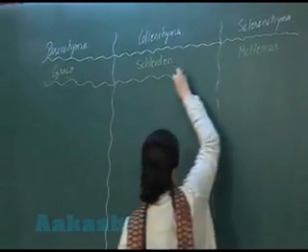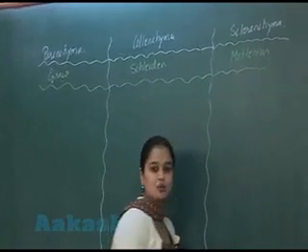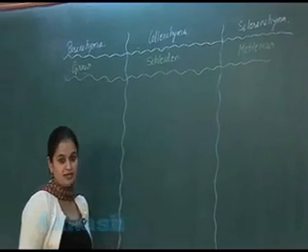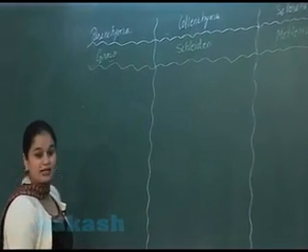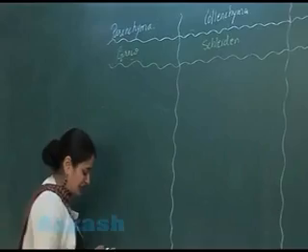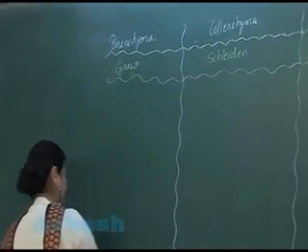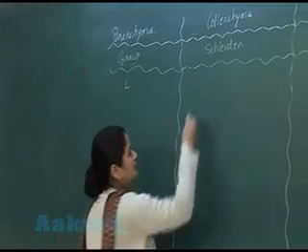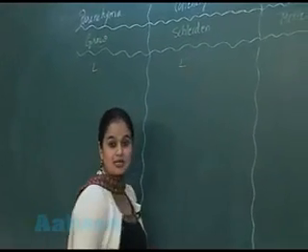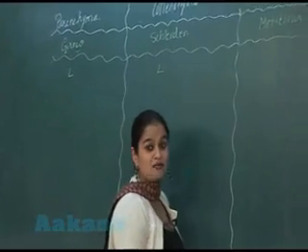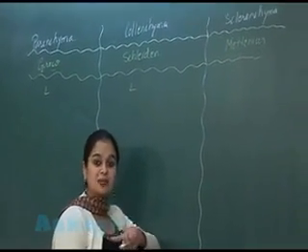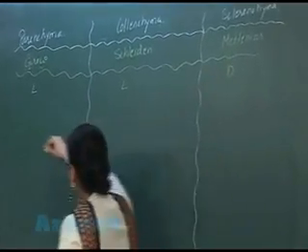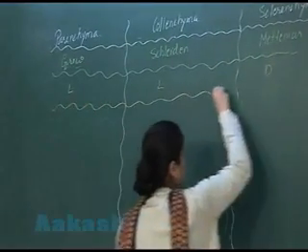So first of all, we are going to compare these three types of tissue on the basis of their living or dead nature. Yes, parenchyma consists of living cells. For the living, you please write L. Yes, collenchyma also consists of living cells. Sclerenchyma consists of dead cells. The cells become dead at the maturity. Dead cells formed at the maturity.